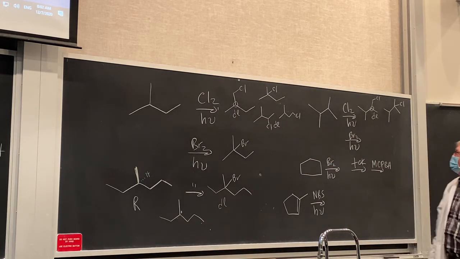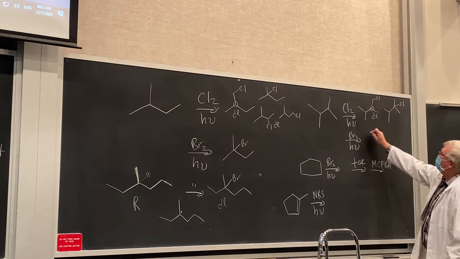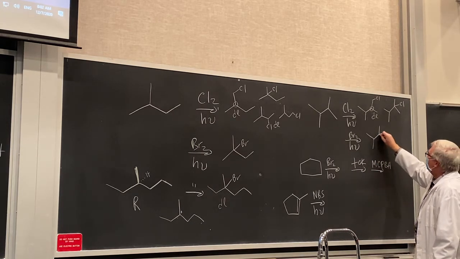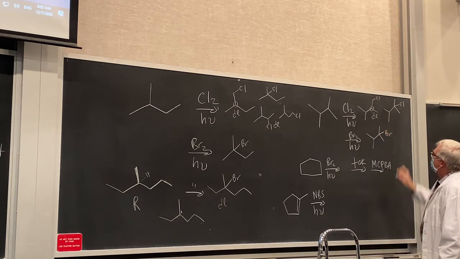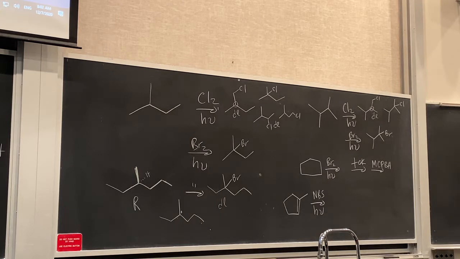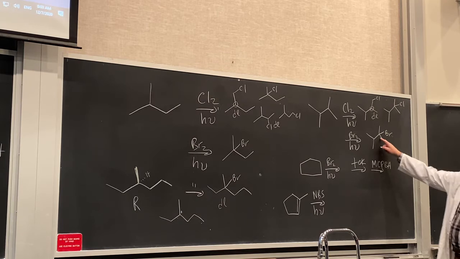Yeah, okay. But if we brominate this same substrate here, what do we get? We get the bromo product there. Okay. And just that one, because that's the more substituted tertiary spot.